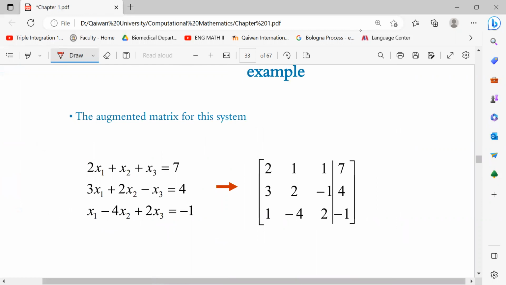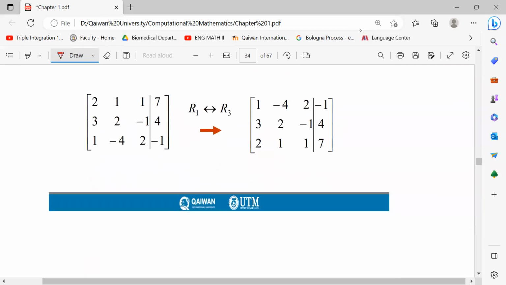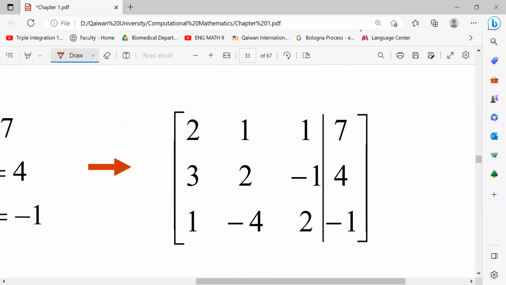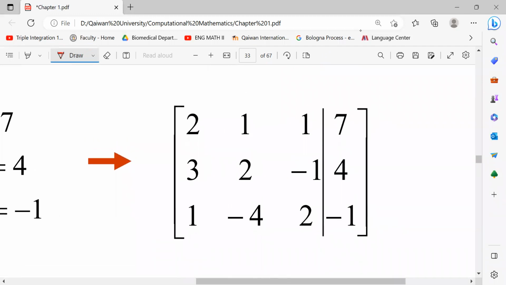Then we apply the three operations: interchanging rows, multiplying or dividing a row by a value, and also multiplying a row by a value and adding to another row. We just apply these three operations to change this matrix to row echelon form. Here, it's easier if the leading entry is 1. Even if it's 2, it's okay, you can work on this one, but it's easier to work on 1 than other values.